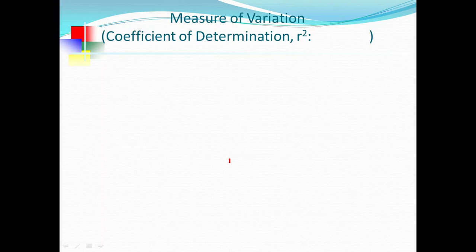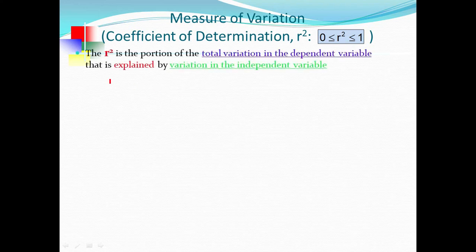Next, we can also measure the variation. In measuring this variation, we want to know to what extent the dependent variable can be explained by the independent variable. Here is another measure, we call it the coefficient of determination, which is R squared, and the value of R squared will be between 0 to 1. By definition, R square is the portion of the total variation in the dependent variable that is explained by the variation in the independent variable. So it shows the power of explanation by the x variable in explaining the y variable.